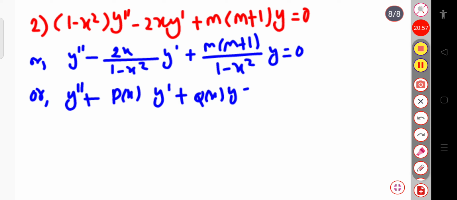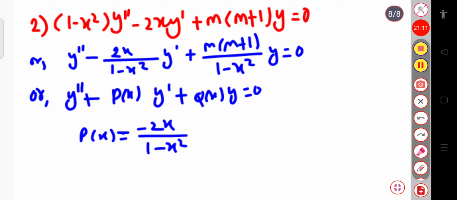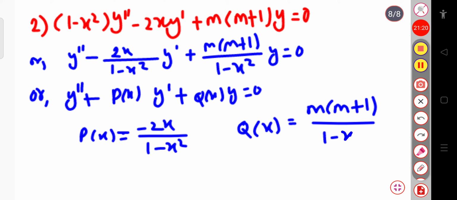So this is your general form of the second order differential equation. Here you will get the value of p of x equal to minus 2x divided by 1 minus x square, and the value of q of x equal to m into m plus 1 divided by 1 minus x square. So these are the steps you have to just remember, so that this is a very simple question to solve.